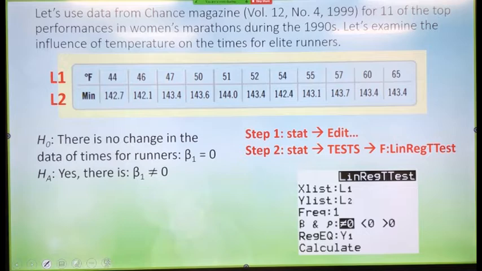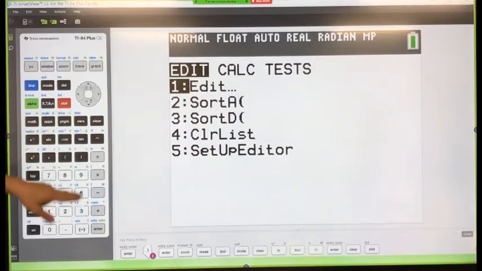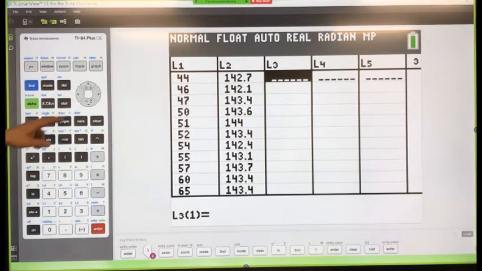Note our null hypothesis, usually it's going to be there's no change. So we're saying there's no change in the data of times for runners based on the temperature. And our alternative is saying yes, temperature does affect our runners' times. Hold off on this. Just put the table in your calculator. Okay. Hopefully you have it in there by now. So stats, edit. This should be your table.